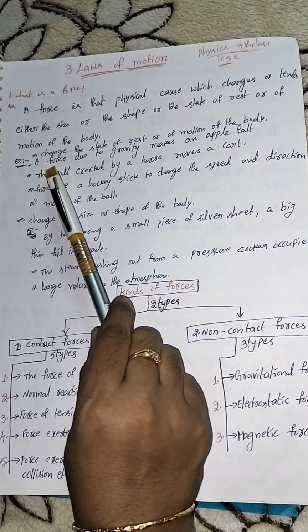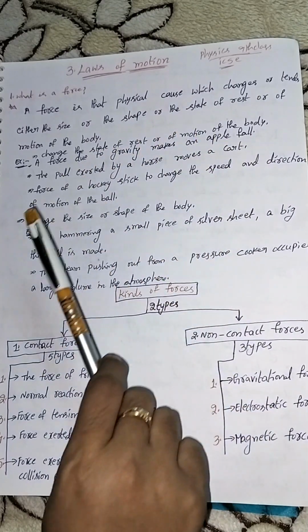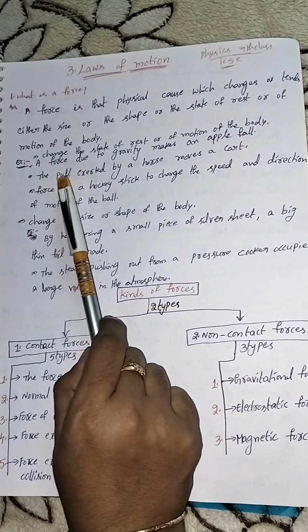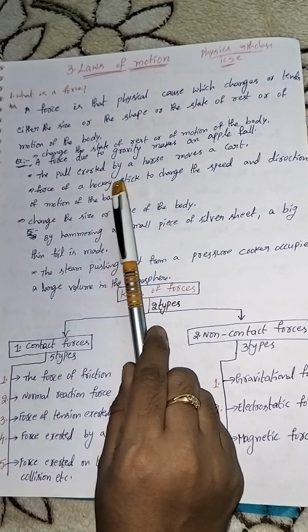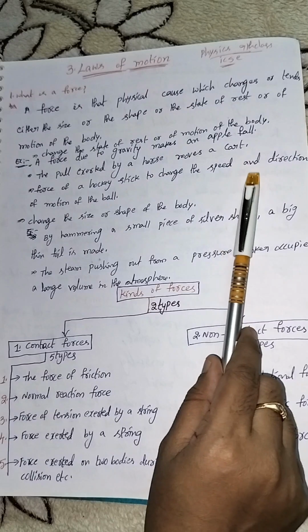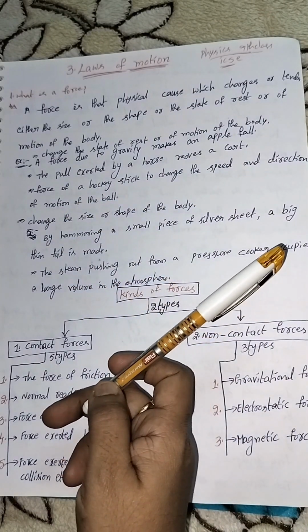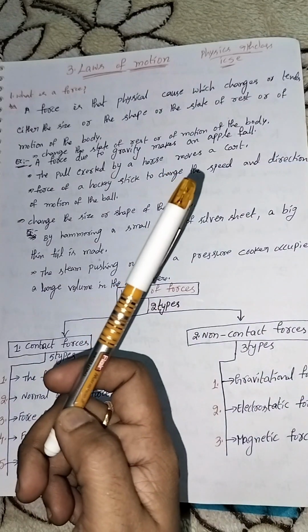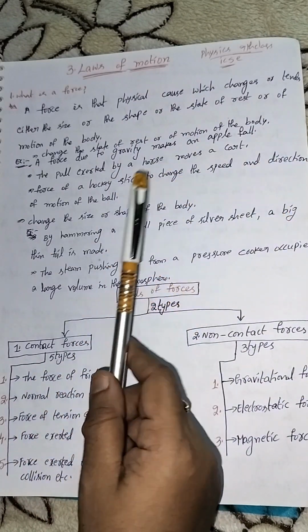For example, a force due to gravity makes an apple fall down. And the next example is the pull exerted by a horse moves a cart. A hockey stick changes the speed and direction of motion of the ball. We use the hockey stick just like this. So the ball's direction and motion also changed.